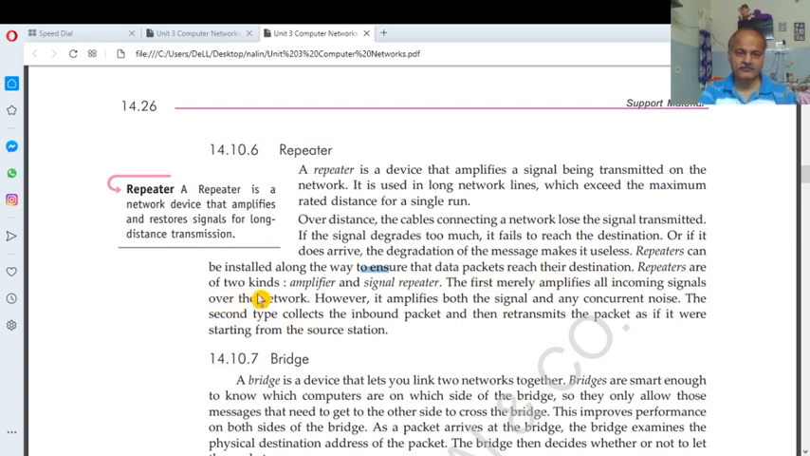Repeaters are of two kinds, the amplifier and the signal repeater. The first merely amplifies all the incoming signals over the internet. However, it amplifies both the signals and any concurrent noise. The second type collects the inbound packet and then retransmits the packet as if it were started from the source station. So you have to remember the definition of the repeater.